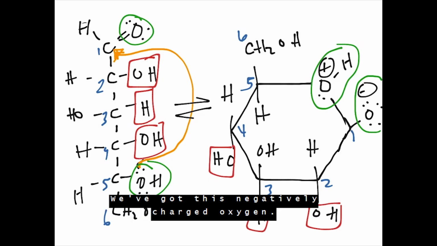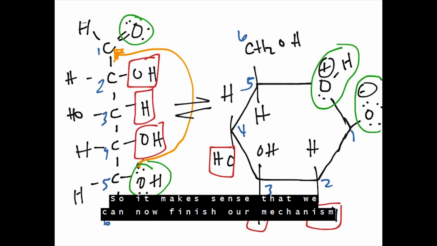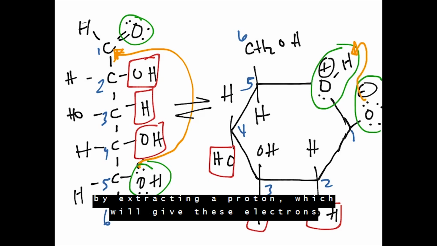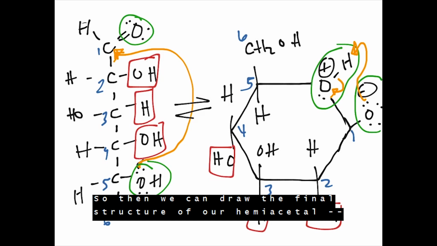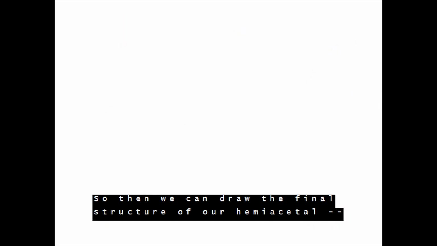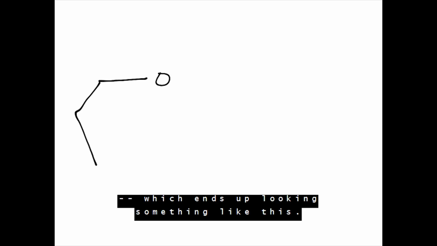We've got this negatively charged oxygen, we've got this positively charged oxygen, so it makes sense that we can now finish our mechanism by extracting a proton, which will give these electrons to that oxygen and get rid of that positive charge. So then we can draw the final structure of our hemiacetal, which ends up looking something like this.